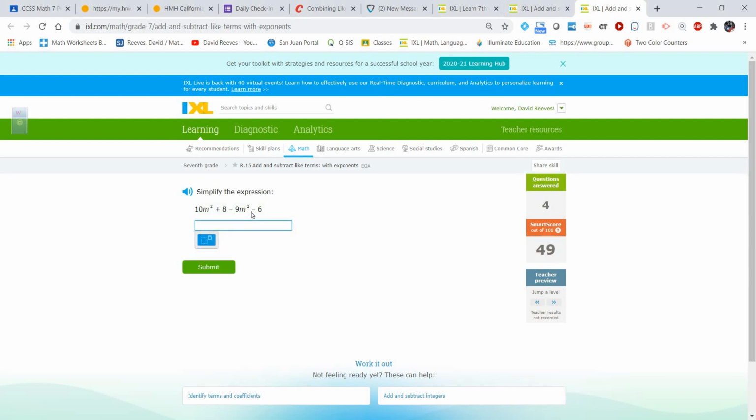All right, here we go. Now we have some that aren't like terms, right? That one there is going to be a like term with that one there. Now you notice that I highlighted the subtraction in front of it, right?